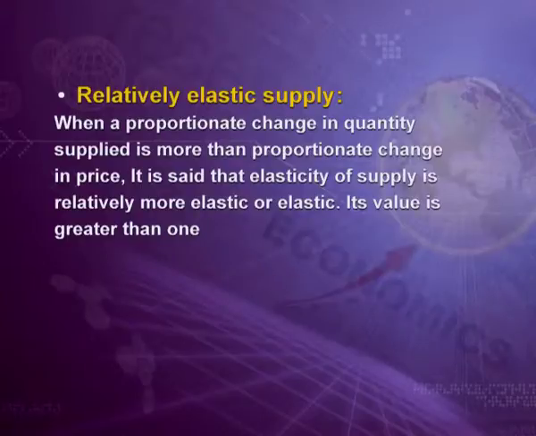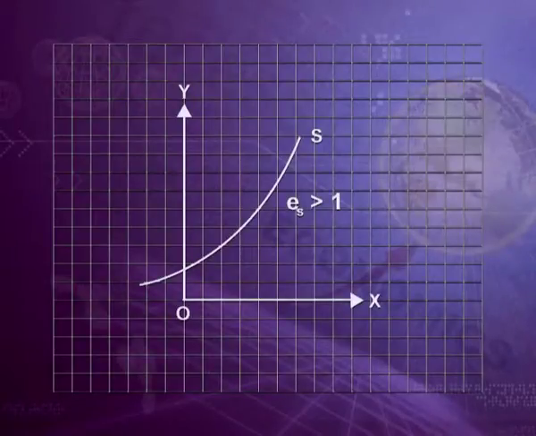Fourth elasticity is relatively elastic supply. When a proportionate change in quantity supplied is more than proportionate change in price, it is said that elasticity of supply is relatively more elastic, or elastic. Its value is greater than 1. In such a case, the supply curve crosses the y-axis.